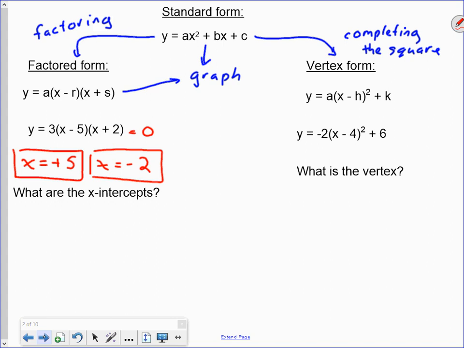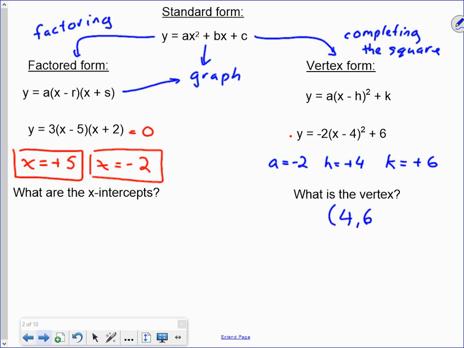If you were, on the other hand, to give me a parabola like this one over here, I would have a hard time figuring out what the x-intercepts are from looking at that parabola. But if you gave me that parabola and you asked me what is the vertex, I'd be able to tell you right away that since a equals negative 2, h is positive 4, and k is positive 6, our vertex here is (4, 6).